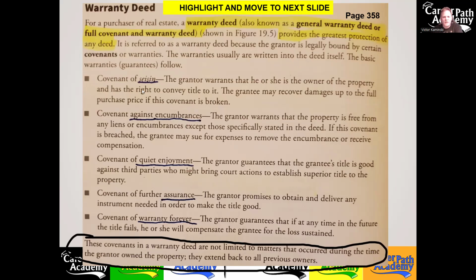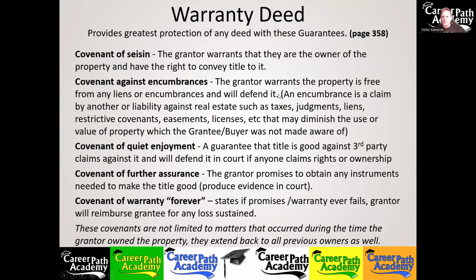Now, you don't need to underline any of these things, but these are the legal promises that are being made in a warranty deed or full warranty deed, which we're going to go over in the next slide. So just let me know once you got this sentence highlighted, and then we'll go from there. Got it. Okay. So here we go. We're going over all those details now here. So you got the covenant. These are all the promises, all those covenants that are being made in a full warranty deed.